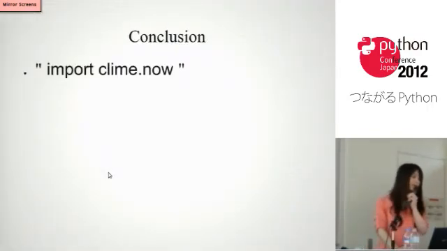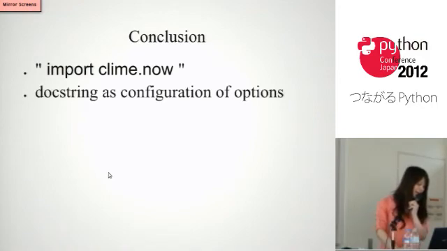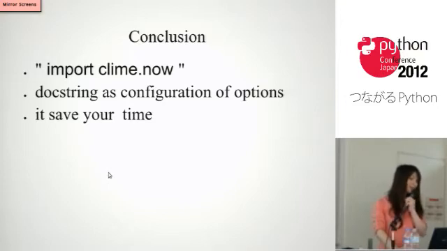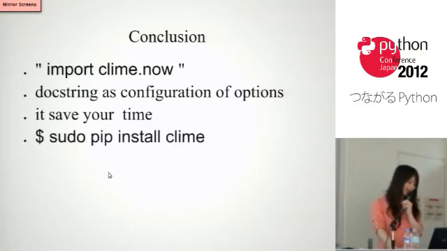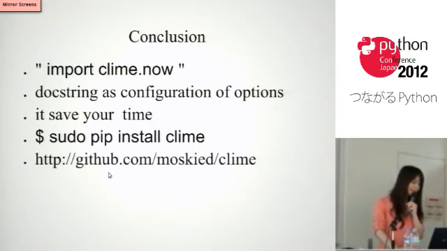Just use import clime or from clime import not, and the docstring as configuration of options. It saves your time. And you can use sudo pip install clime to install it. It's on GitHub.